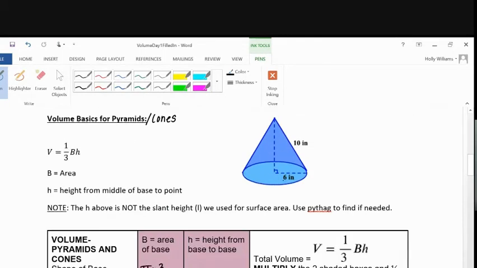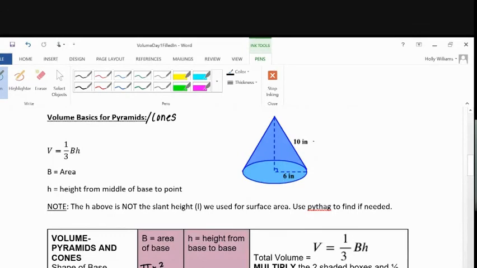No, so that's when we're actually going to have to use Pythagorean theorem. So 10 is the slant height. That's what you'd need for surface area. This right here is the height, and that's what we need to find. So you're going to have to use Pythagorean theorem to find it. Okay. And then that's easy. How do you want to set that up?